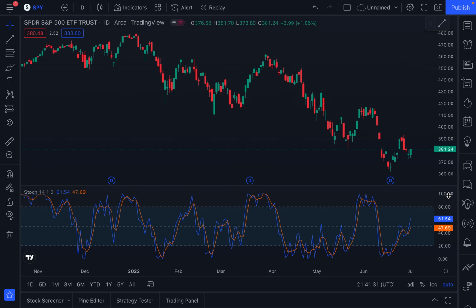Generally, here's how it works. Over here at 80, we have this dotted line. If the stochastic indicator has a value of 80 or above, that potentially means that the stock is overvalued. Similarly, down here at 20, there's a dotted line. If the stochastic indicator has a value of 20 or below, that might mean that the stock is oversold. By the way, that sounds very similar to the RSI indicator, and I'll make a separate video comparing the two.